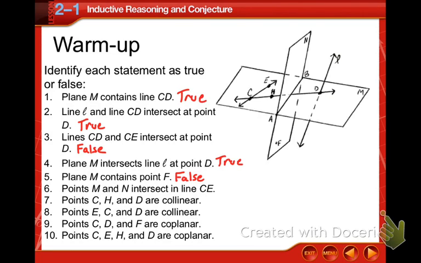Then we can look at number 6, points M, not points, sorry, that was a typo. I fixed it a couple times, I never saved it. That is plane M and N intersect in line CE. So you can see line CE is right here. You can see the two planes intersect in line AB, not CE, so that one, again, is false.